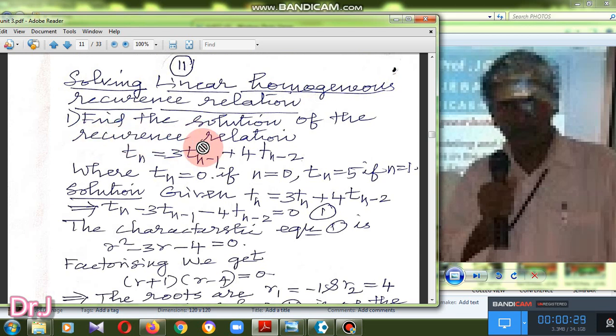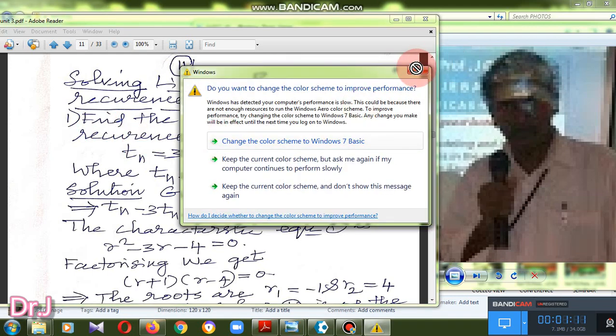What is given here is the question: Tn equals 3Tn-1 plus 4Tn-2. Look at that. This is a recurrence relation, because this term is based on the previous two terms multiplied by some coefficients, and also some initial conditions are given. Tn equals 0 if n equals 0, Tn equals 5 if n equals 1. That's the initial condition given to us. So what we have to find is the solution of the recurrence relation.